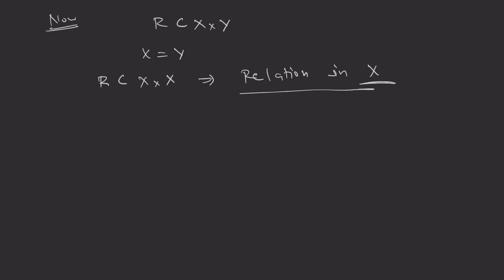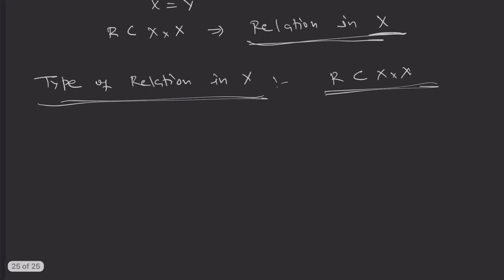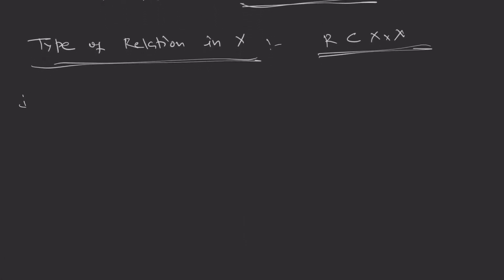Okay, this is called relation in x. Now we'll look at types of relation in x. Here, R is a subset of x cross x, remember that. The first one is reflexive.